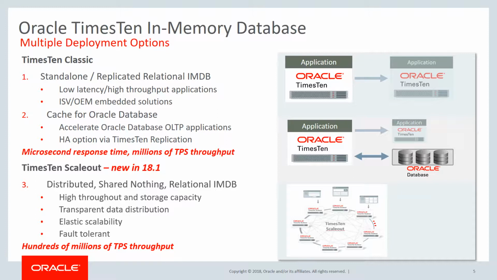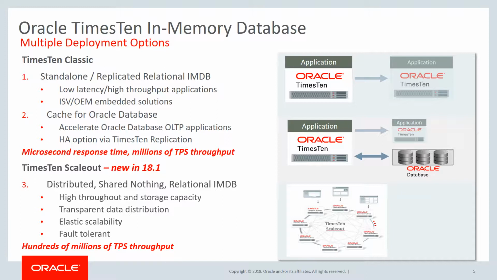So those have been available pretty much since day one of TimesTen, but now in the 18.1 release, we are rebranding those two deployment options under the name TimesTen Classic. Okay? And when you deploy TimesTen like this, you're typically looking at, in the best case, microsecond level response times for SQL operations, and depending on your hardware and workload, up to the millions of TPS throughput on a single commodity server. That's the kind of performance envelope for that.